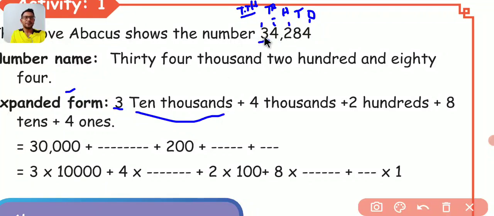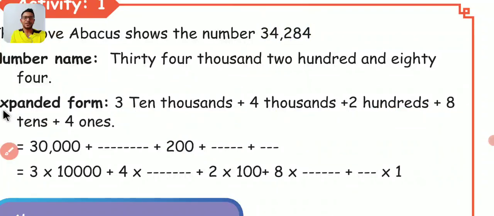Which place does 3 lie in? Okay, 10,000. So they are writing 3 10,000. And 4, which place? 1,000. 4 thousands. And 2 is in which place? Hundreds. 2 hundreds. And 8 is in which place? Tens. 8 tens. And 4 is in which place? Ones. Yes, 4 ones. That's all, student. It is very easy. If you know the places, then you can write the expanded form easily.